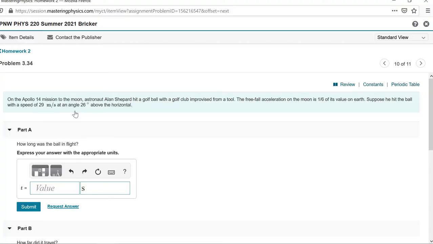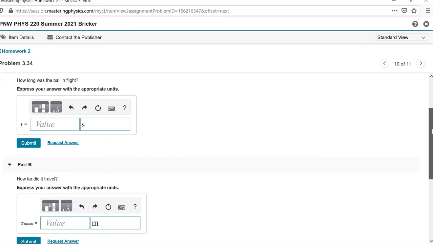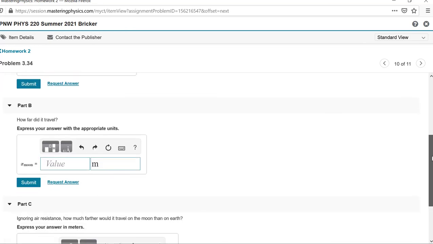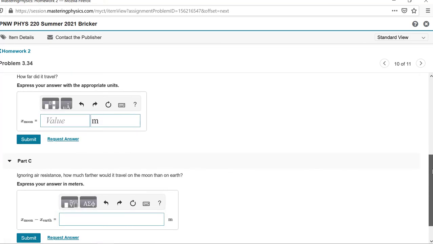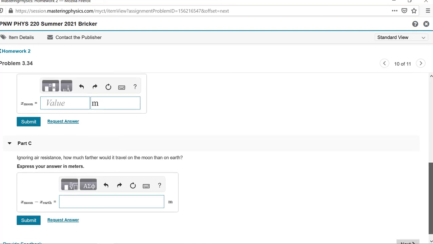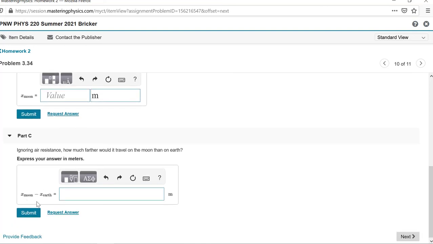Okay, Apollo 14 mission to the moon. Alan Shepard hit a golf ball with a golf club improvised from a tool. The free fall acceleration on the moon is 1/6 of the Earth, so take 9.8, divide it by 6 to get the magnitude. Suppose he hit the ball with the speed of 29 meters per second at an angle of 26 degrees. How long was the ball in flight, and how far did it travel? And then, ignoring air resistance, how much farther would it have traveled on the moon than the Earth? So we'll take the moon distance divided by the Earth distance.